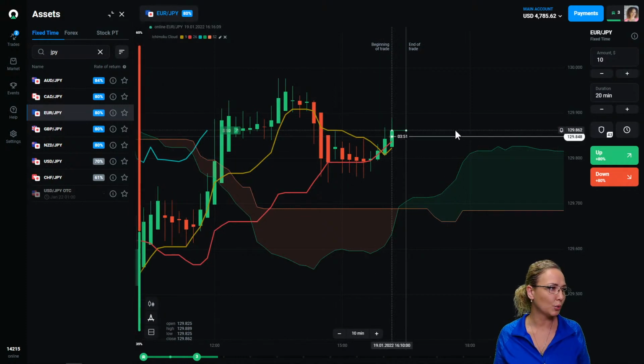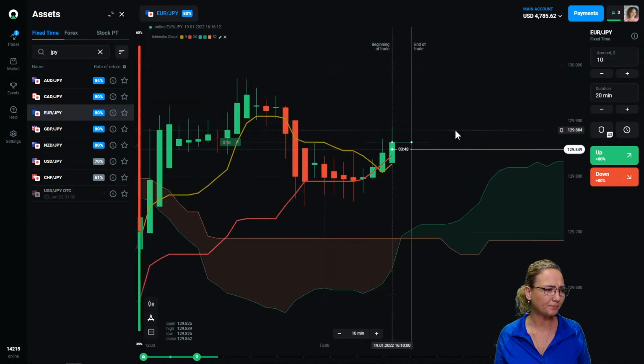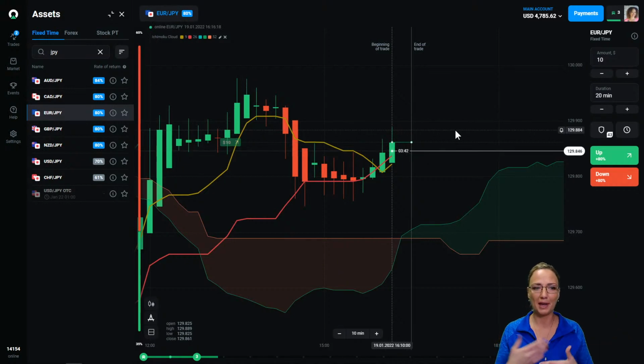This is Euro JPY. But you do want to take into consideration also, as I mentioned, you want to trade with assets with the JPY, but you have to take into consideration the trading session hours for the Japanese economy.